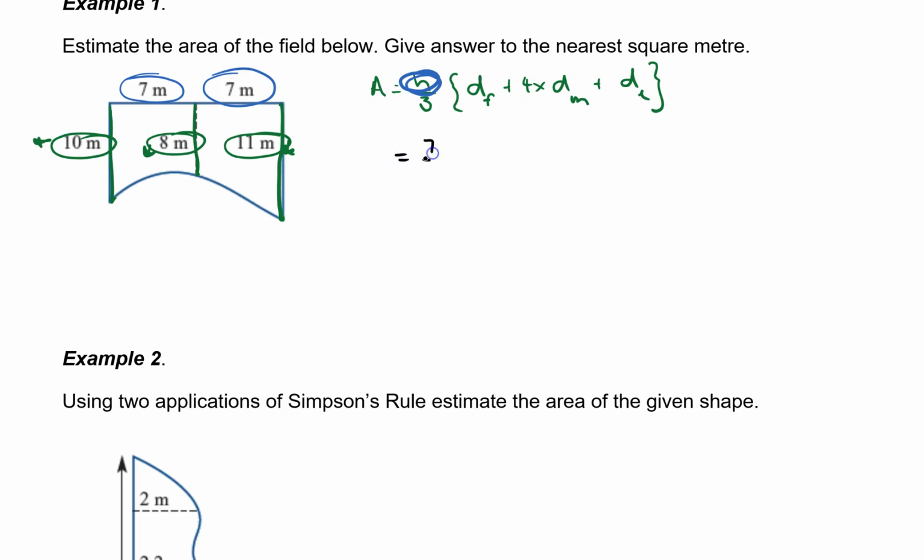So it's 7 on 3. First distance is 10. 4 times the middle distance of 8 and 11. That calculation is very simple, really. Please take your calculator and practice. Can't get enough practice of your calculator.